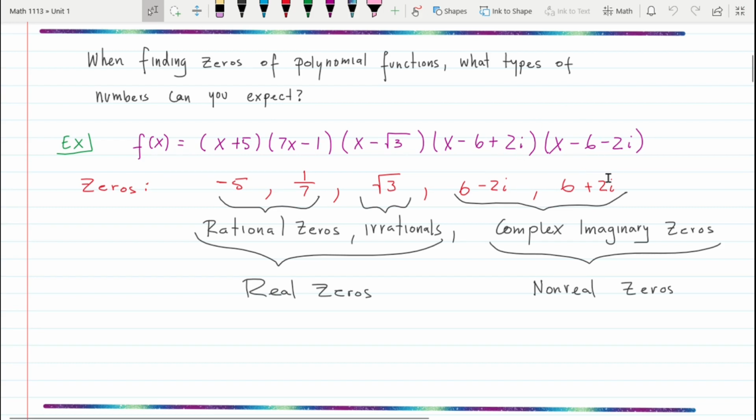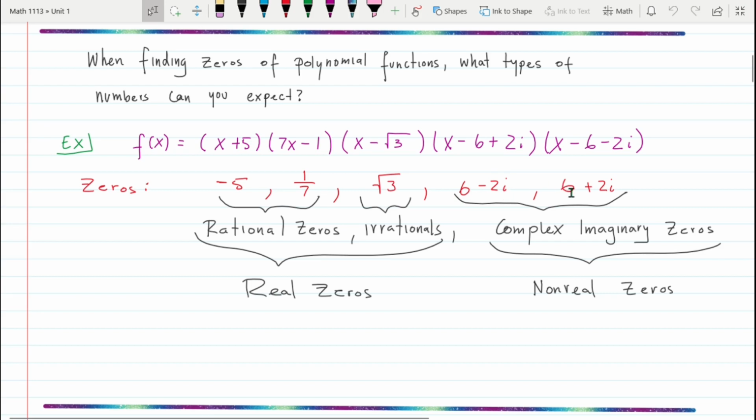So if you set this equal to 0 and use the zero product property, we get that one of the zeros is -5. Another zero will be 1/7. The other zero would be the square root of 3. The other zeros will be 6 minus 2i and 6 plus 2i.